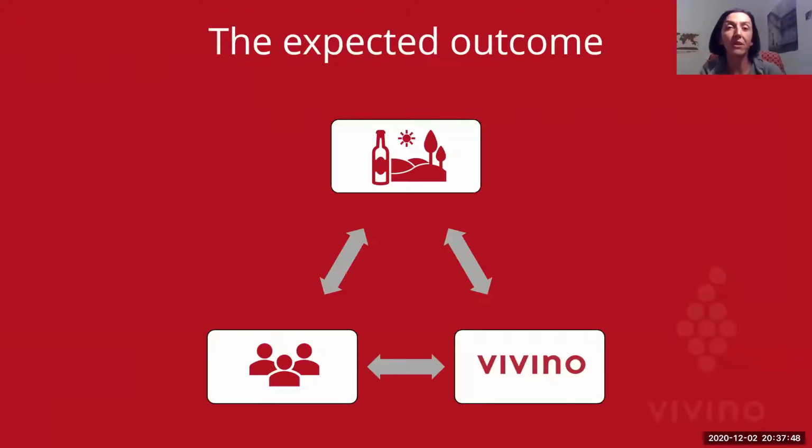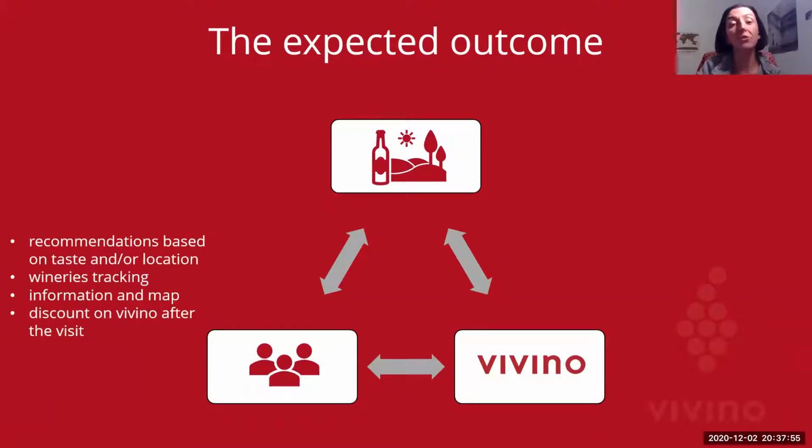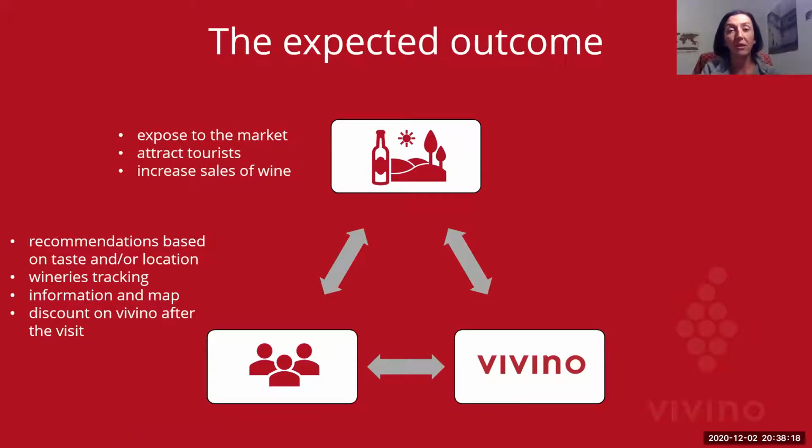So I would like to finish with the expected outcome for users, wineries, and Vivino. Obviously, for users, the option to get recommendations based on their preferences or location, the option to track. The same way that they are able to track or save wines, the option to track wineries, get the information, the map, and the discount that they can receive. For wineries, especially the smaller ones, it is an option to expose themselves to the market, to have their place inside Vivino, to attract tourists, and, coming back to the beginning of the presentation, to have this closer-to-the-customer strategy, and also potentially increase the sales of wine.